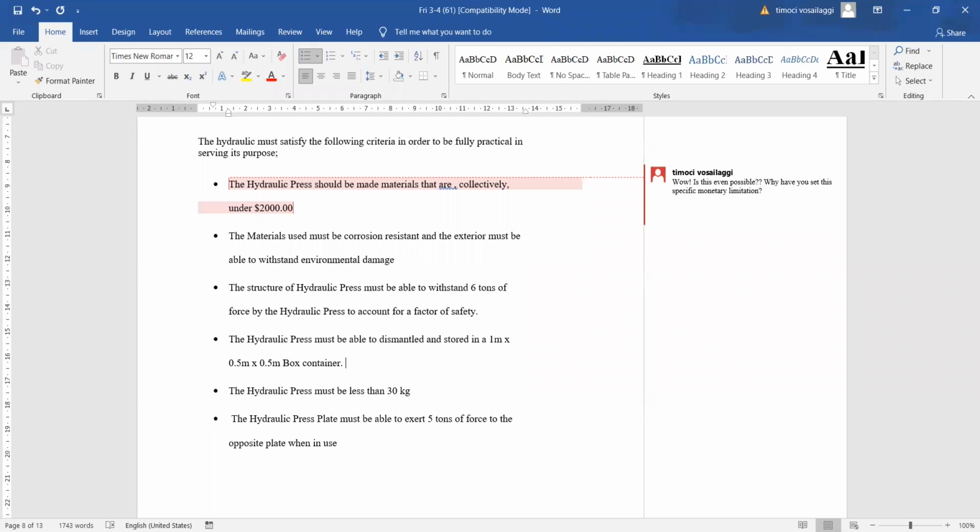The hydraulic press must be less than 30 kg. Again, 30 kg. Back this up with the research to show that 30 kg is even possible. Okay. Hydraulic press must be able to exert 5 tons of force. So I'm expecting that this weight criteria and this force criteria will be mentioned somewhere in your literature review. Okay.